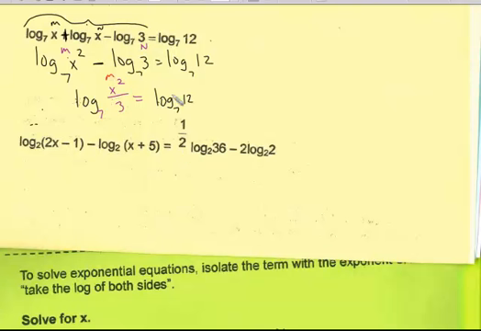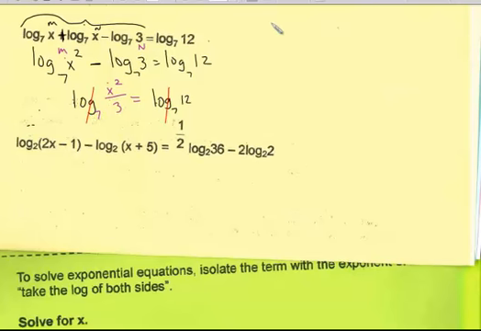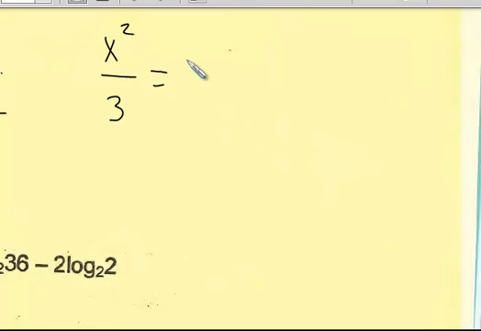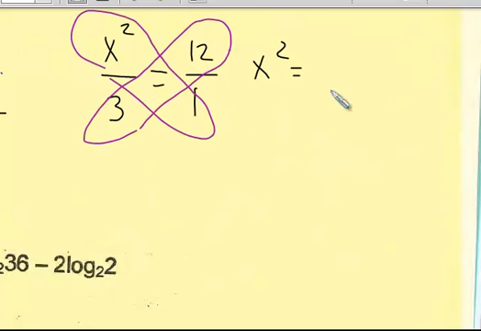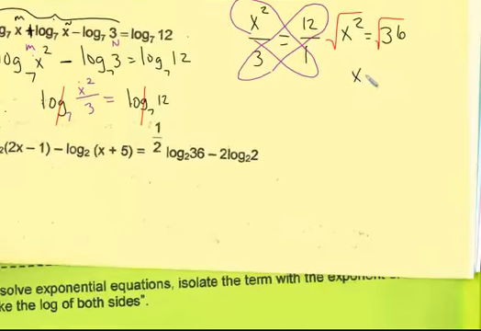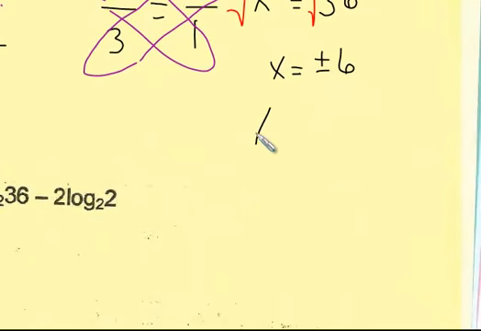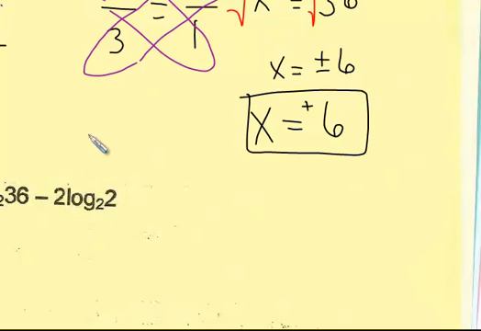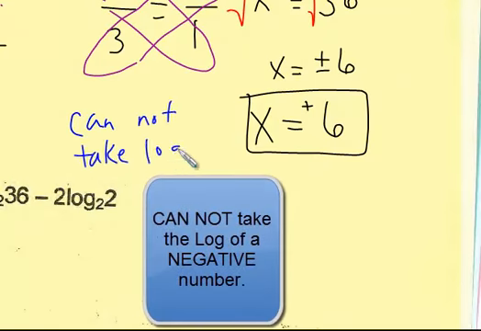Now this is m, and this is n. The base and the log are the same on both sides of the equal sign, and they're condensed. Set the m and n equal to each other. And remember, 12 is the same thing as saying 12 over 1. x squared is equal to 36. Take the square root of both sides, and x is equal to plus or minus 6. But the answer is x equals positive 6. Remember from our previous lesson that you cannot take the log of a negative number.